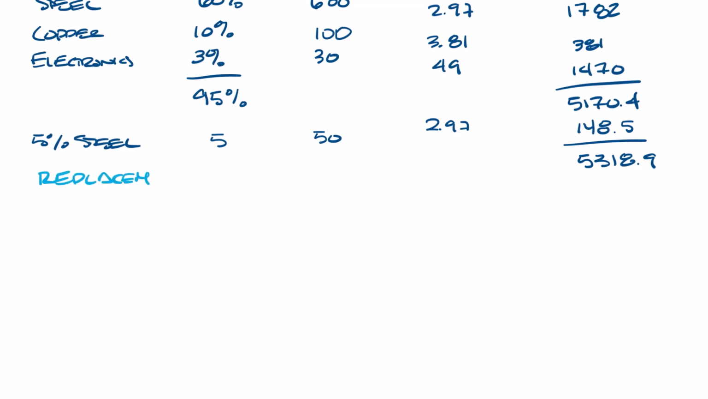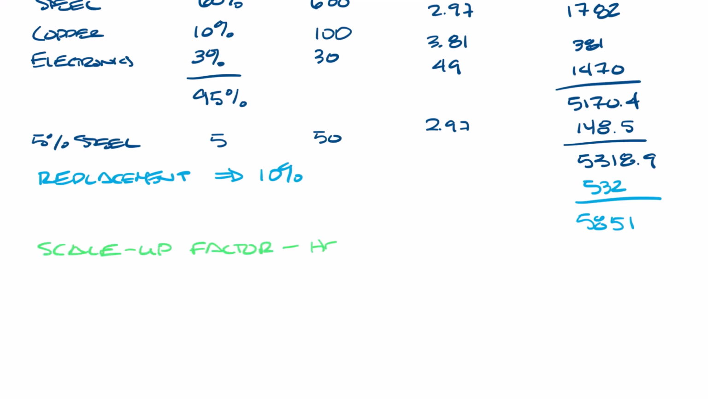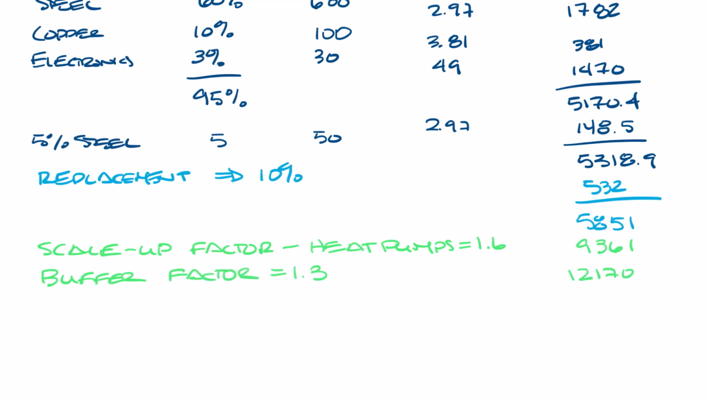You would need to then add in the embodied carbon results for any materials or components that are replaced in the product, which TM65 estimates as 10%. So let's add that in, and we're going to add in 532, and now our total, and we're just going to drop the decimal points now. So our total is 5851. And then you multiply by the scale-up factor, which for heat pumps is 1.6. And so that brings us to 9361. And then there's an additional buffer factor of 1.3, which will bring our total to 12,170.